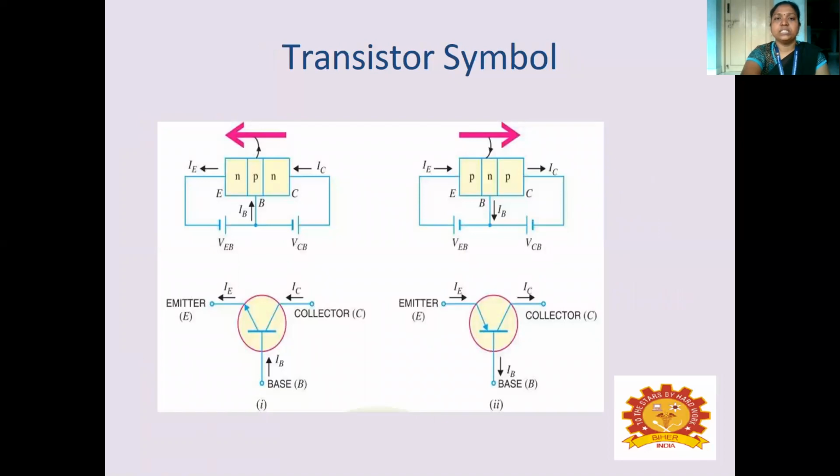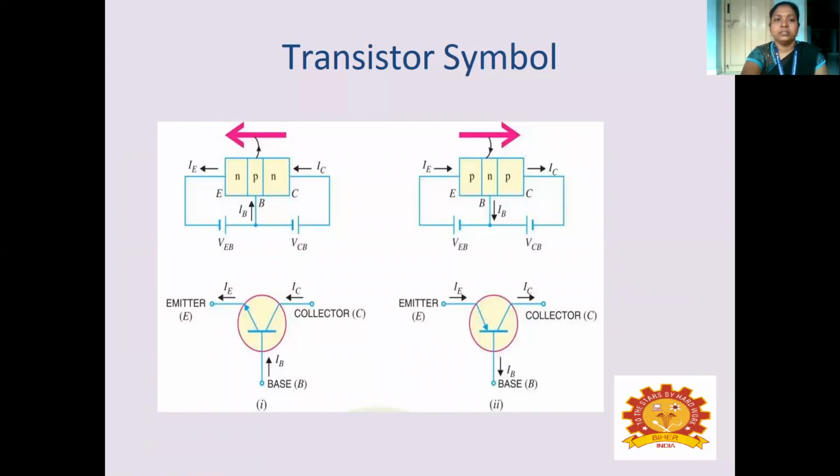Yes, this will show you the symbol of the transistor, both NPN and PNP. In the first one, the NPN transistor, you always know that the center one will be very thin and lightly doped, and the other two will be very thick and heavily doped. You can see the emitter-base junction should be forward biased and the base-collector junction should be reverse biased.